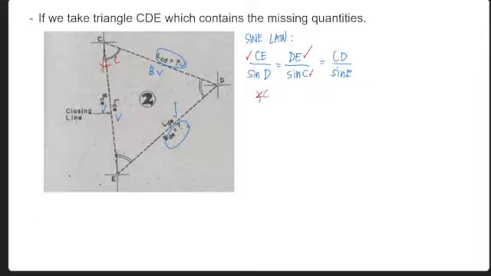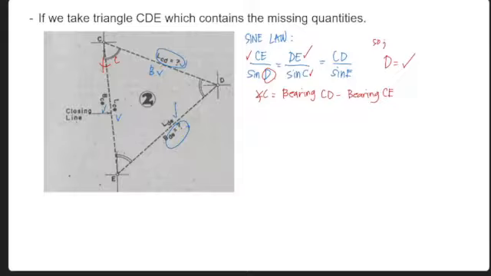So, angle C is equal to bearing of CD minus bearing of CE. Agree ba? So, we can have our C. Therefore, makukuha natin yung D. Tama ba? Naintindihan ba yan?